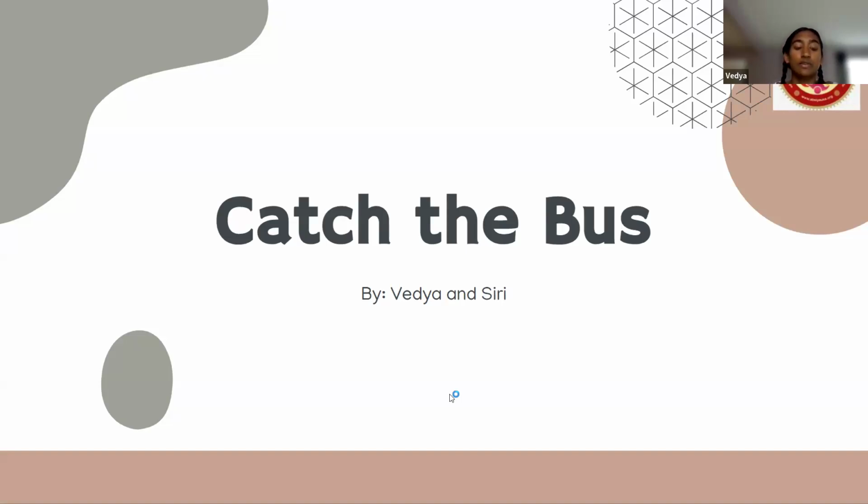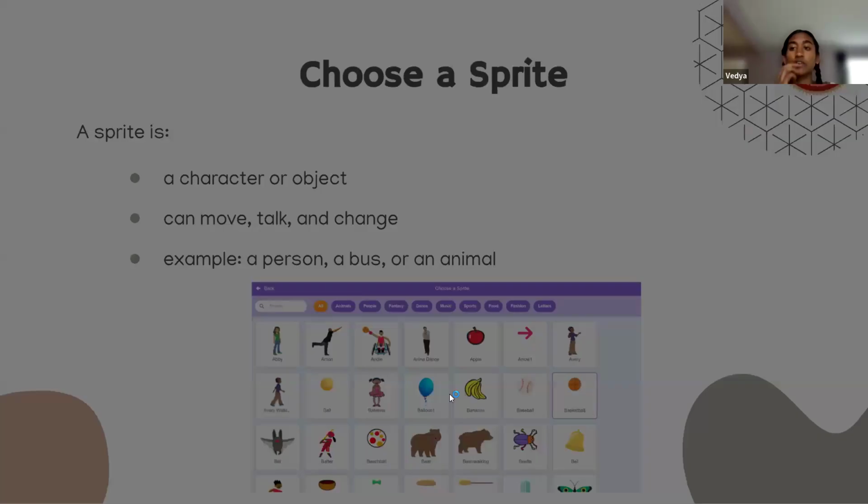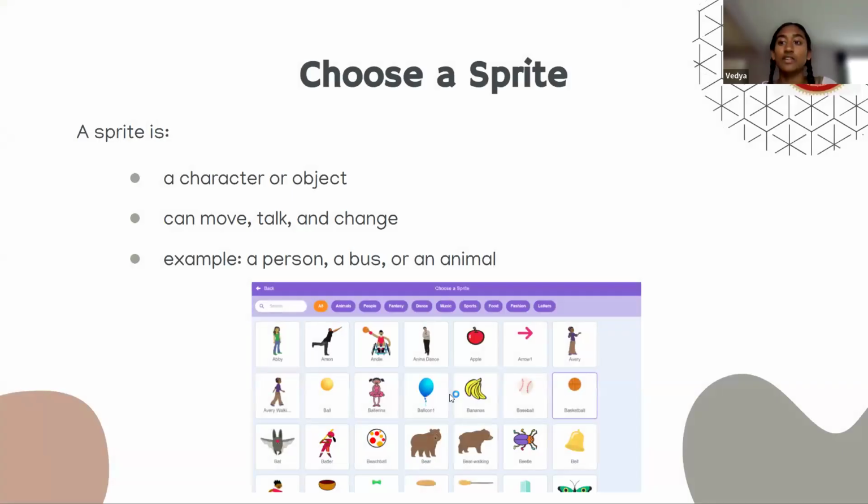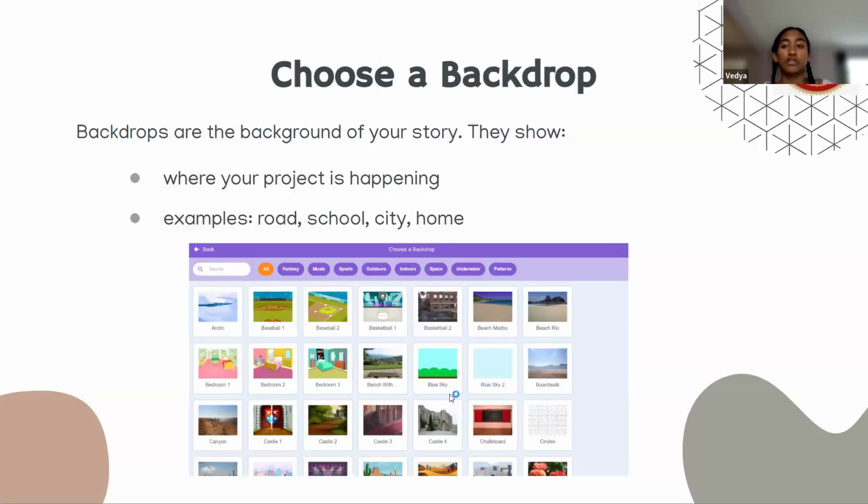And yeah, so first we're going to choose a sprite. You guys already learned this from last module, choosing a sprite, and the sprite is a character which can move, talk, and change. And then also backdrop, you guys also learned from last module, which is the background setting, which is like the scene for the play or the movie. And in our case, we're doing Catch the Bus, so we will usually use a city background.